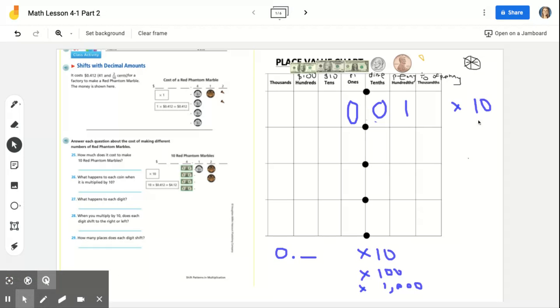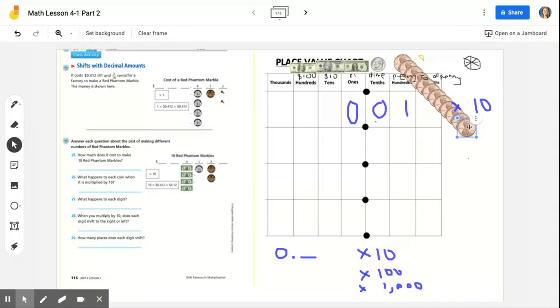Well, let's talk about currency first. 100th represents 1 penny. 1 penny times 10 would leave us with 10 pennies. 10 pennies can be exchanged for 1 dime. So 100th times 10 gives us 1/10.